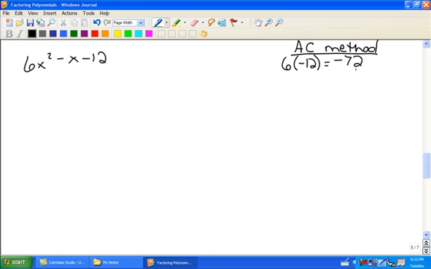At this point, you want to think about the factors of negative 72 that will add to give us the negative 1. So let's list out the factors. We can have 1 and 72. One of those could be negative, the other one could be positive, or one of those could be positive and the other one could be negative. Regardless, when we add those two numbers together, we do not get the negative 1 that we need.